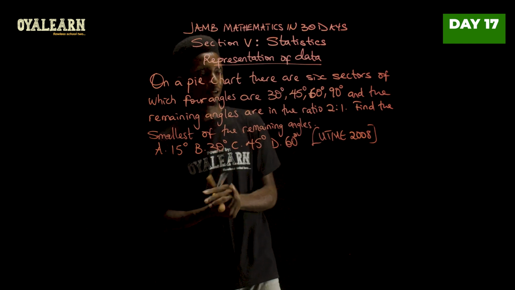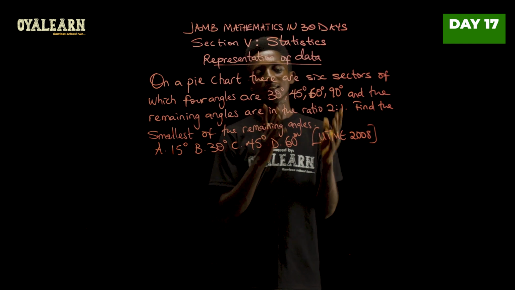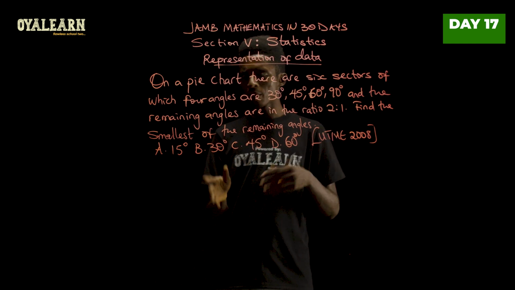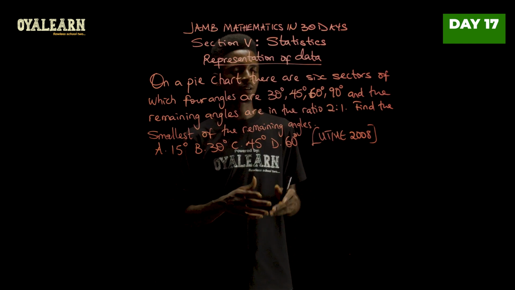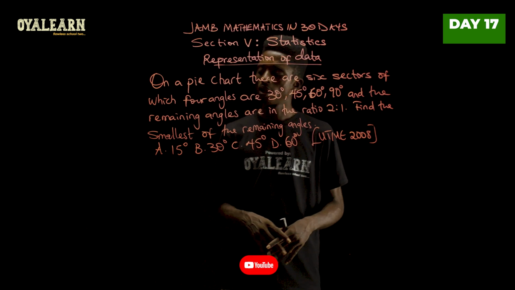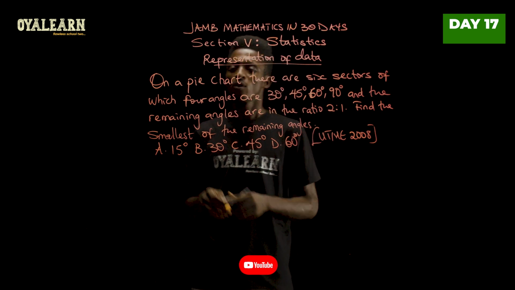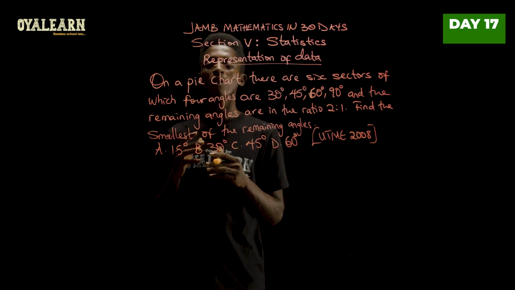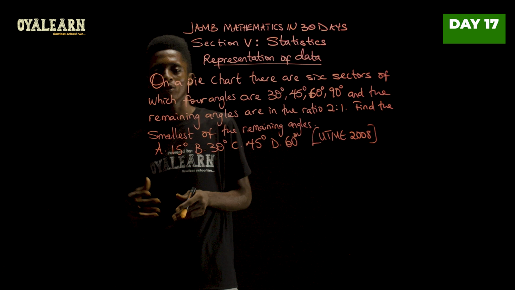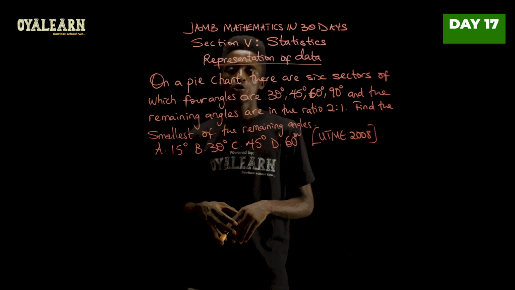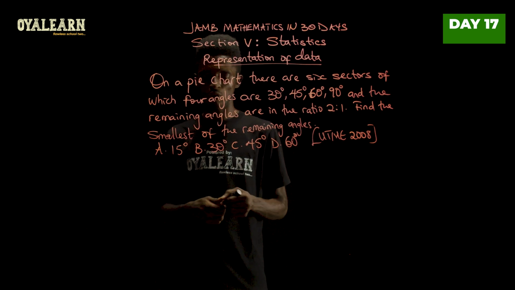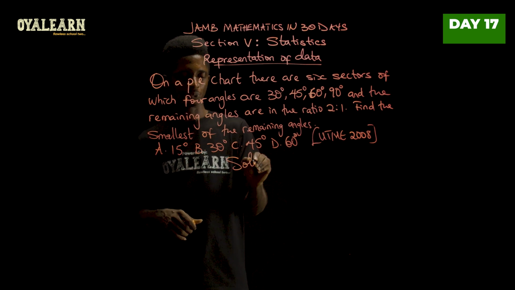This question says, on the pie chart, there are 6 sectors, of which 4 angles are 30 degrees, 45 degrees, 60 degrees, and then 90 degrees. And the remaining angles are in the ratio 2 to 1. Find the smallest of the remaining angles. Now, in a pie chart, the sum of all the angles ought to give you 360 degrees. So to find the remaining angles, this is what we'll do.